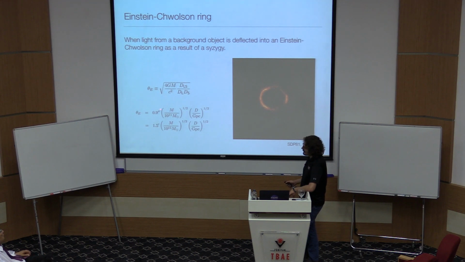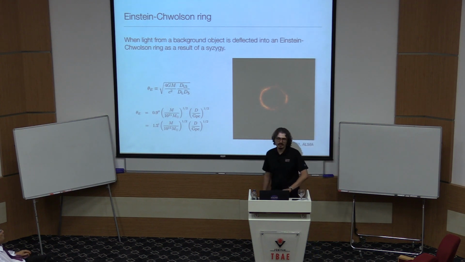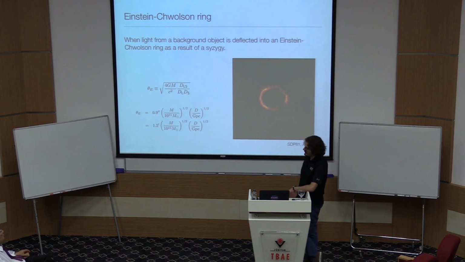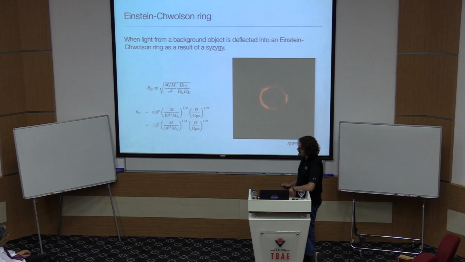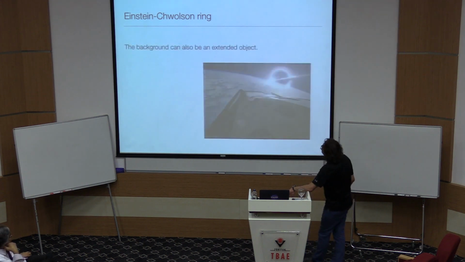For galactic type halos, these are like 0.9 arc seconds. Really, it's very close to the resolution limit of space-based telescopes, almost. So basically, you have to have space-based data to actually find these and characterize them.